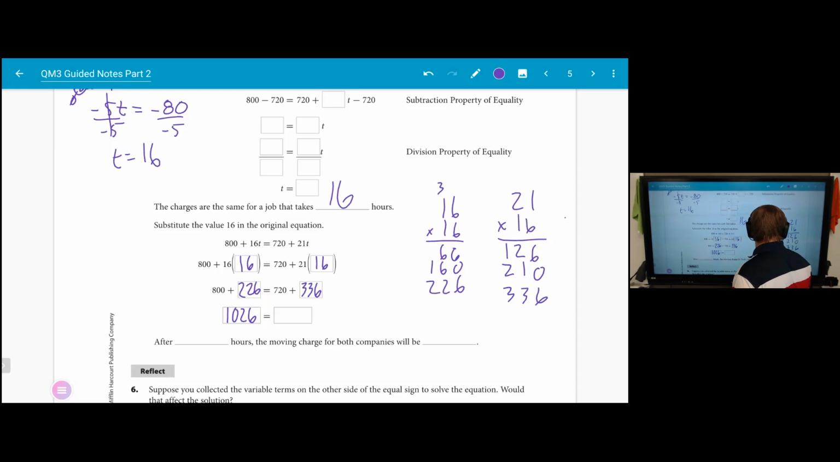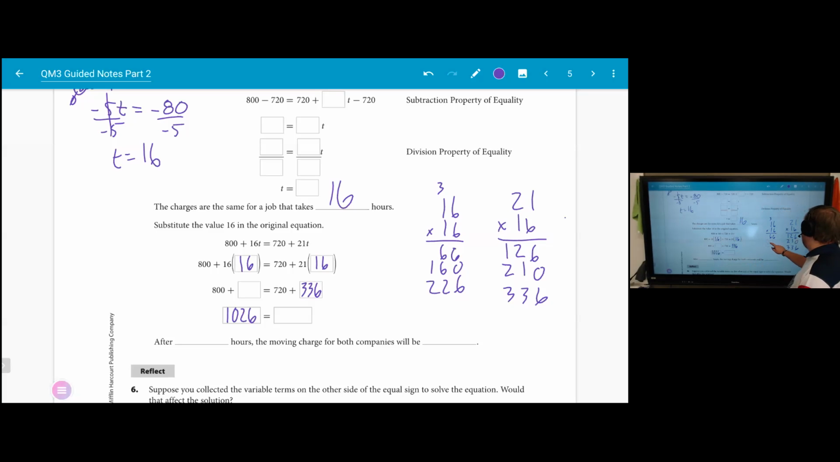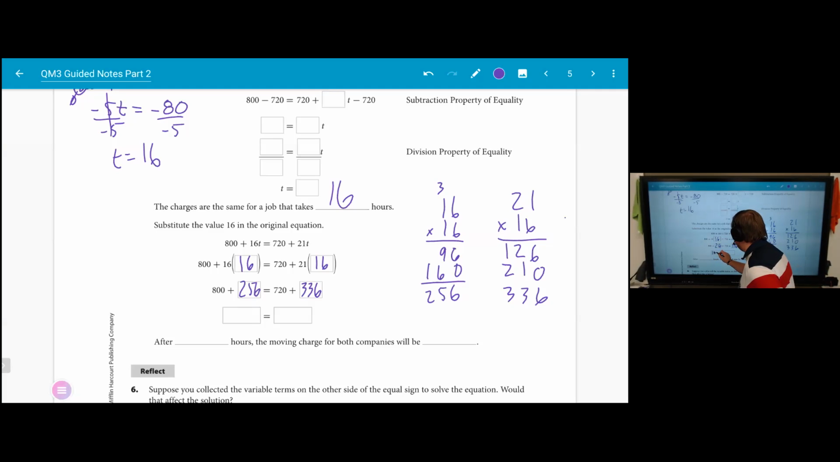Oh, did I just goof this one up? Yes, I did. For you eagle-eyed viewers, what did I do? I forgot to add the 3 over here. This is actually 96 plus 160, so this is actually 256. I knew that going into it because I know my 16s a little bit, and I'm sorry. So this is 1,056. And this side's also 1,056.